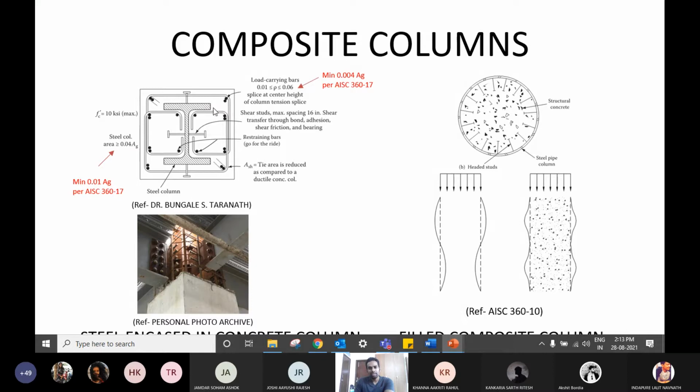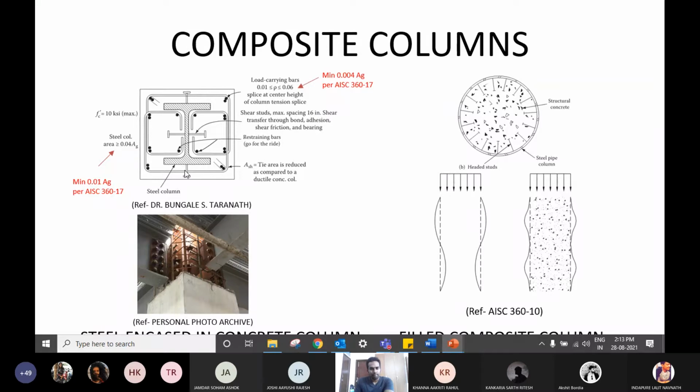Then what happens essentially is you are left with concrete. The portion of the concrete which is unreinforced is quite high, and concrete which is not reinforced is susceptible to shrinkage and temperature stresses. So we need to add some minimal vertical reinforcement bars also, even if it's a composite column of this nature.